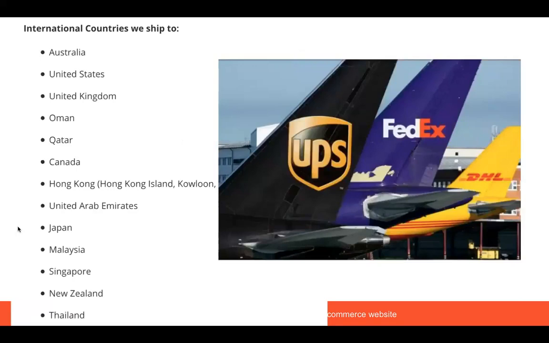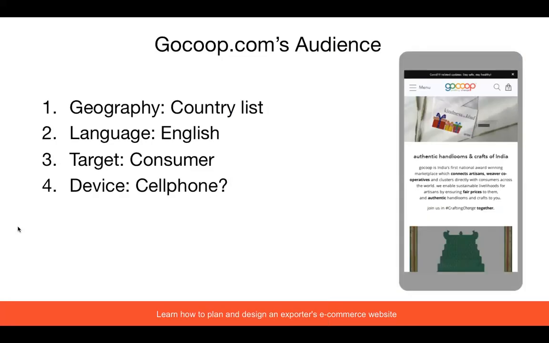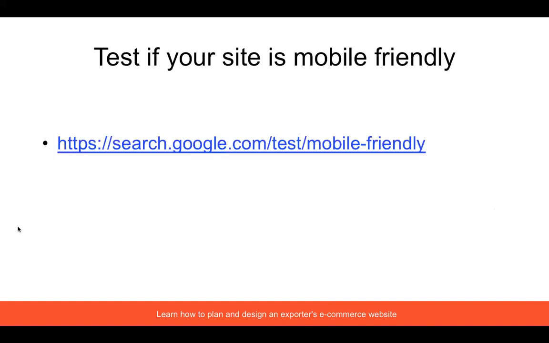Now, example, GoCoop: audience, geography, country list. They are targeting all these countries from Australia to Thailand. All the countries have one thing in common: language, English. Target, the final consumer, who is going to buy the sari. Device, cell phone, I suppose most of them.